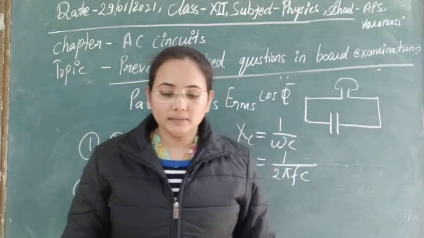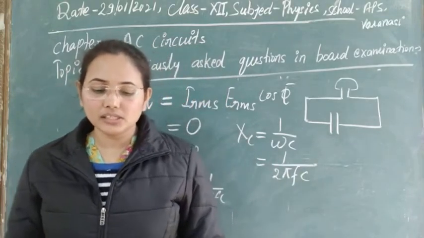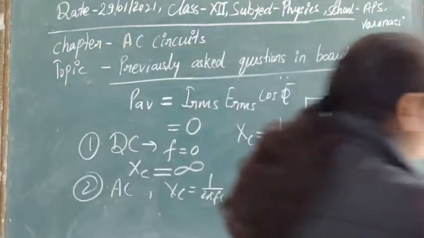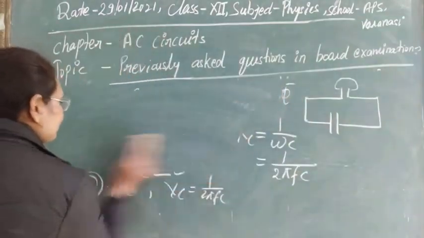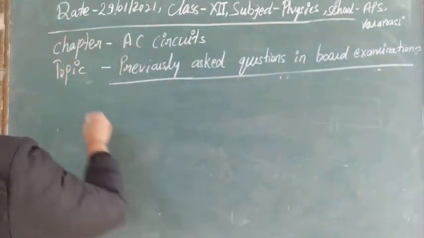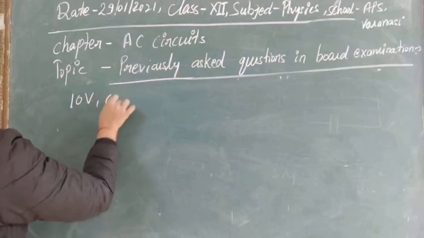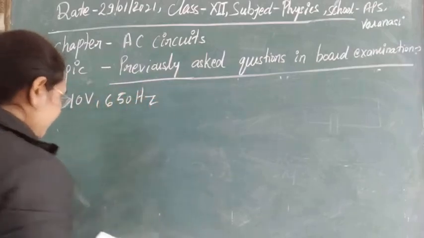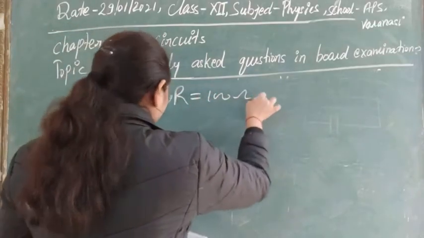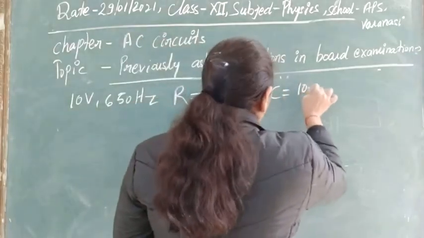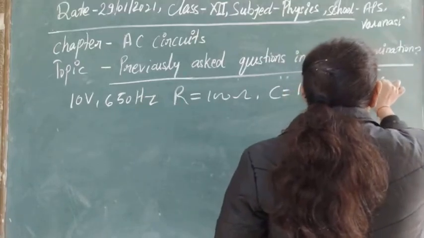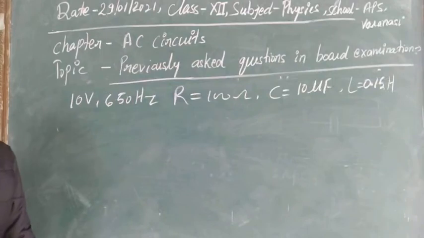The next question is that a 10 volt 650 hertz source is connected to a series combination of L, C and R. So let's see that first. Here it is given that we have a 10 volt 650 hertz supply connected to a series LCR, where the value of R is 100 ohm, the value of C is 10 microfarad, and the value of L is 0.15 Henry. So these things are given for the question.